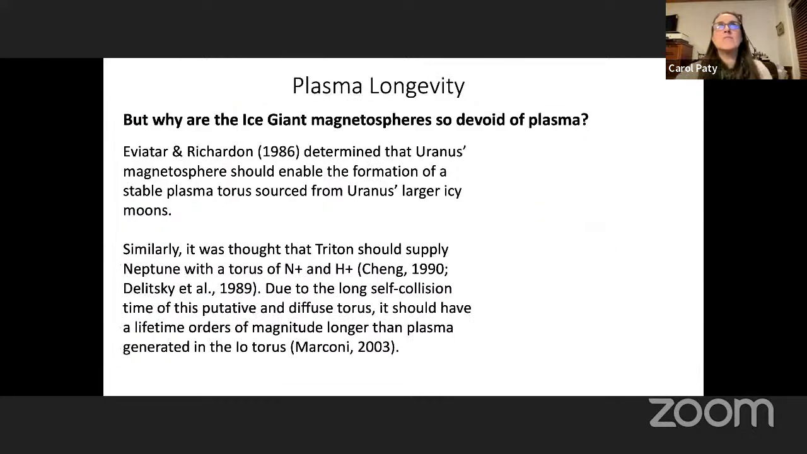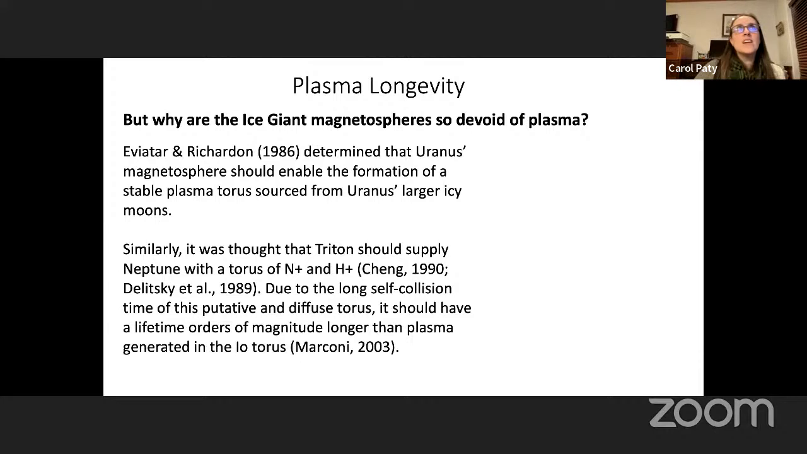And I say stable with intent here because a lot of people with Io and Saturn talk about the longevity of plasma in the system. If you have a kilogram per second source, how long does it stick around, right? You can't just inflate that balloon up forever. It has to have a lifespan under which it eventually is lost from the system. So we talk about plasma longevity at Io, from Io's plasma source, or from Enceladus and the E ring at Saturn. But thinking about what it means for the fact that the magnetospheres of the ice giants are pretty much devoid of plasma was a bit strange.